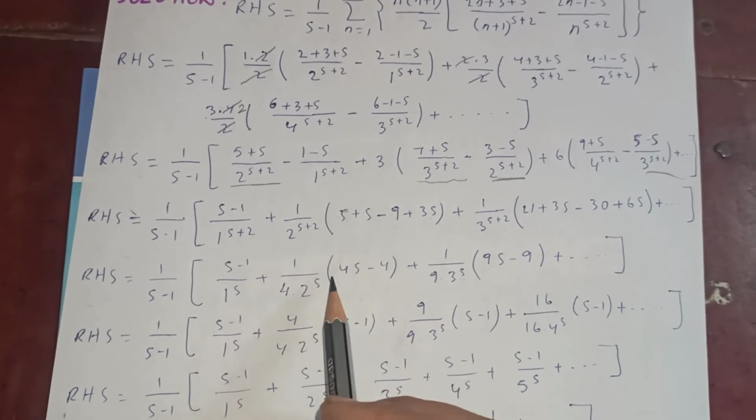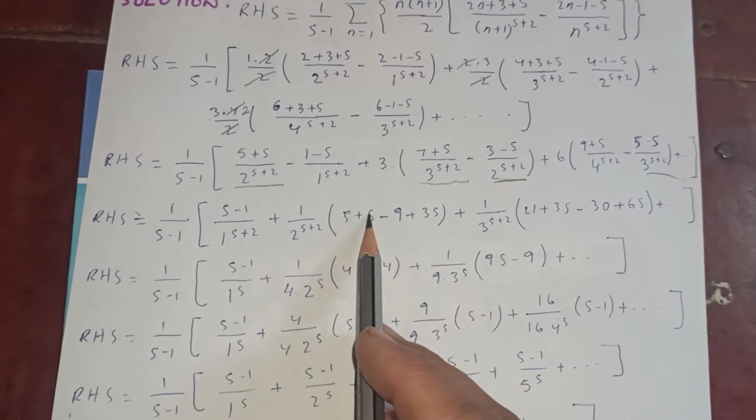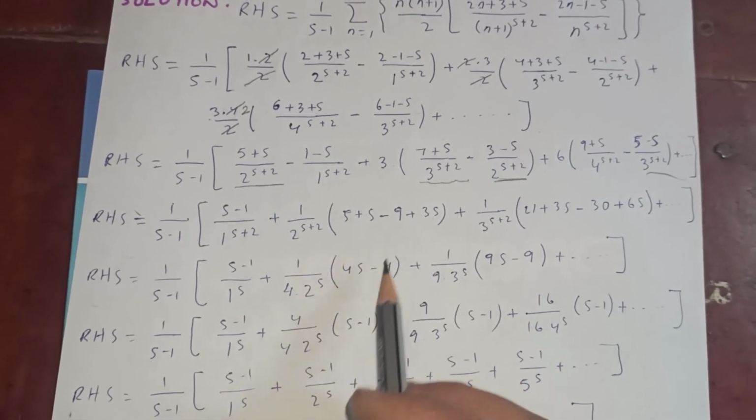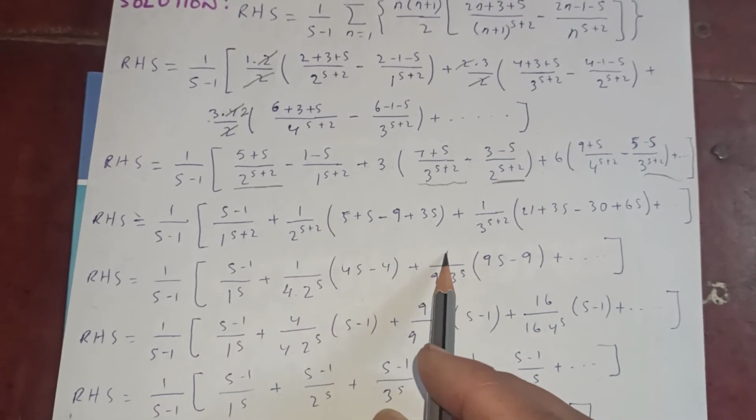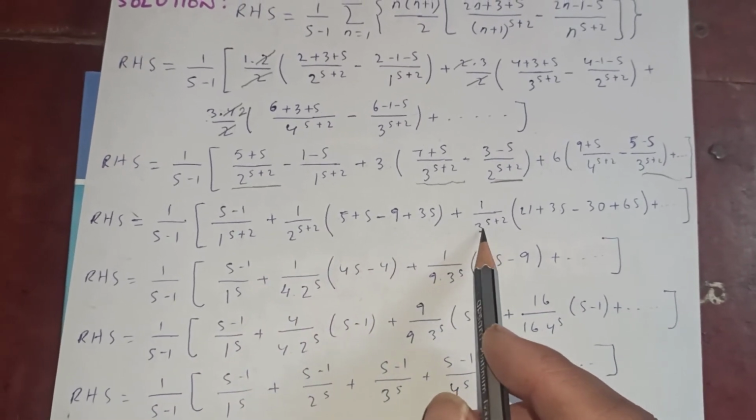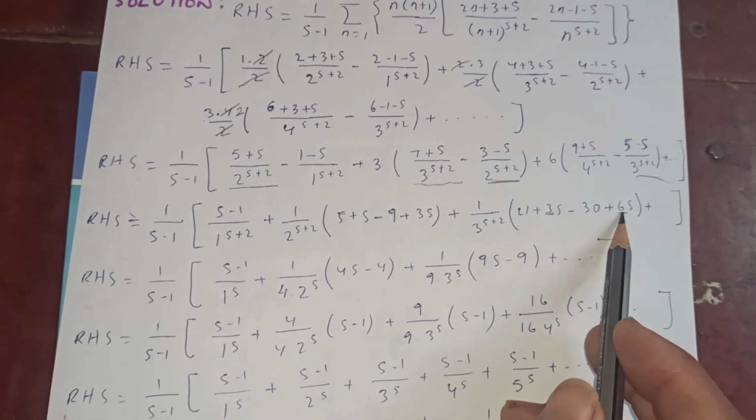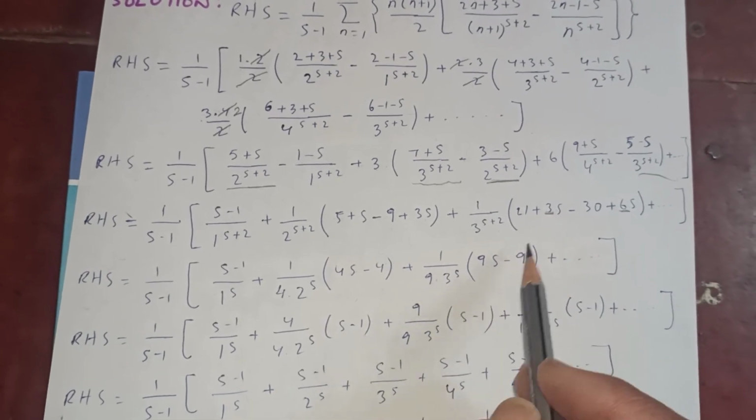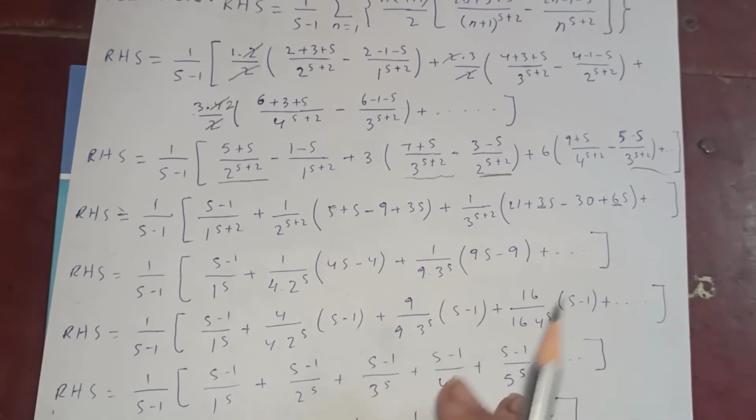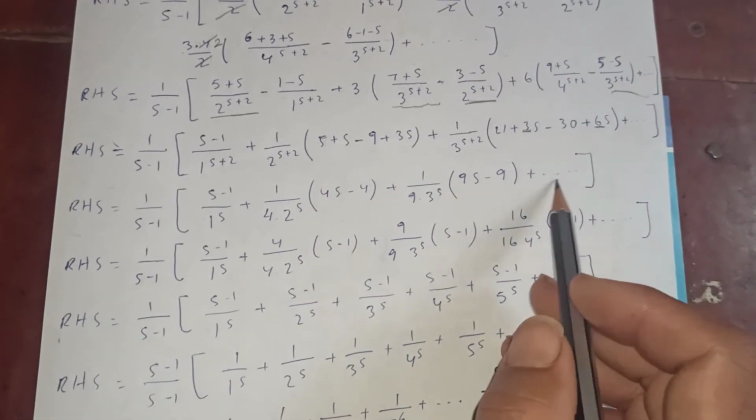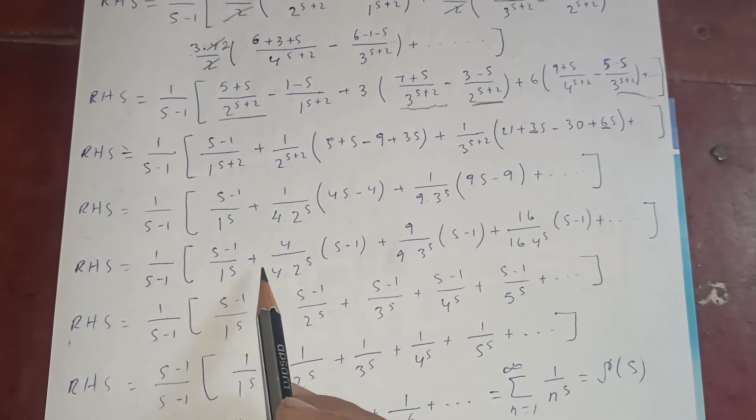Now 5 minus 9 is, yes, 3s plus s is 4s minus, 5 minus 9 is minus 4. Plus 1 over, same thing here, 3 to the s into 3 square, which is 9. And if you add this, 6 plus 3 is 9s, and 21 minus 30 is minus 9. Plus and so on. For the fourth term and so on, we have 1 over s minus 1, (s minus 1) upon 1 to the s plus.